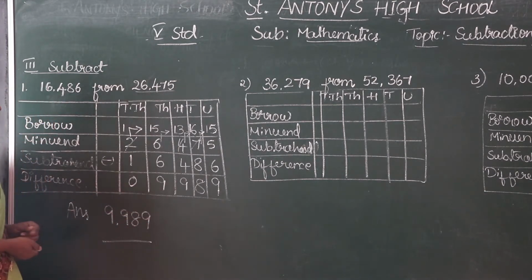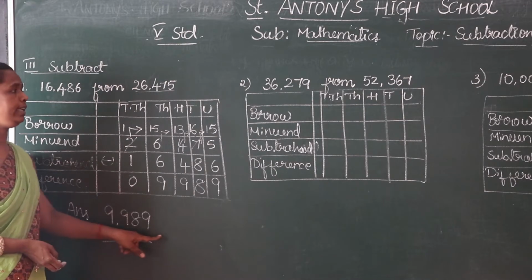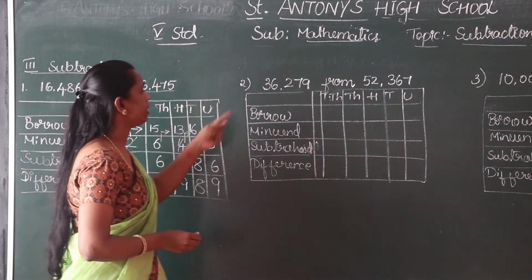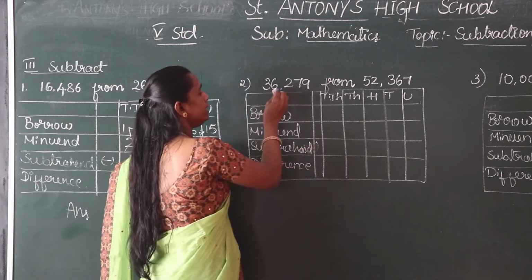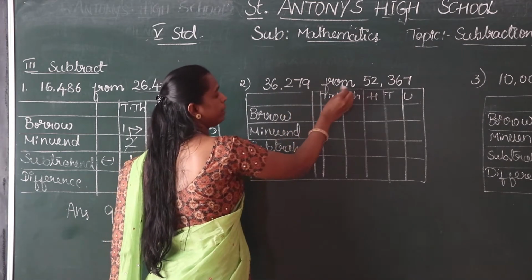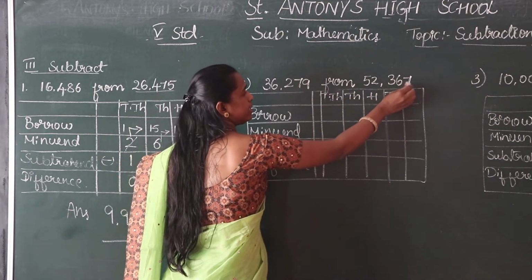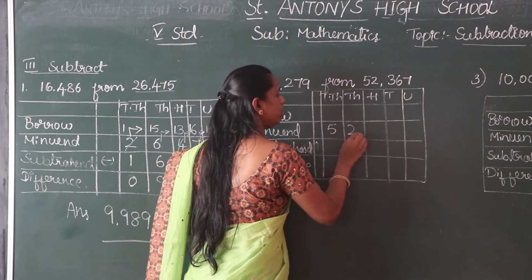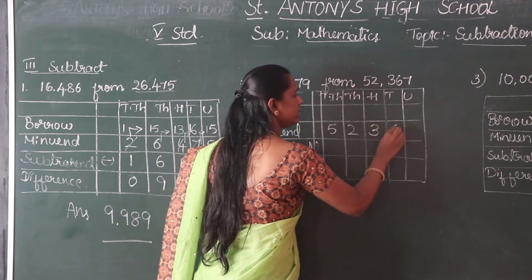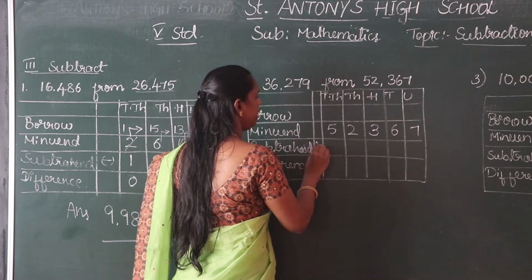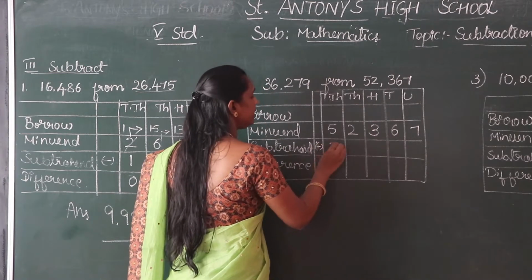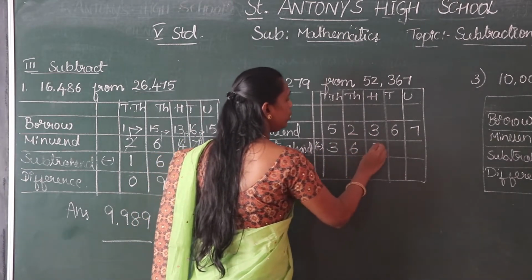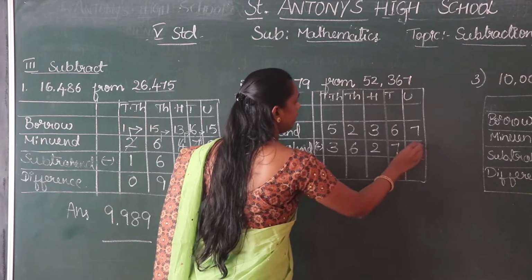The answer is 9,989. Next is our question: subtract 36,279 from 52,367. Write in the correct places. 52,367 minus 36,279.